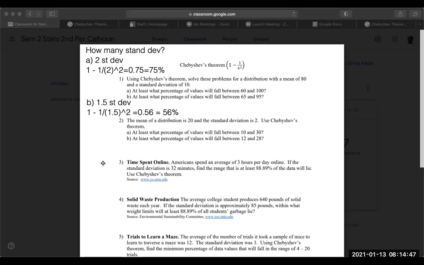Let's take a look at question 3. Time spent online. I find this funny because you can tell that's very old data. That was pre-COVID, because that has changed for many Americans like myself. At the time they did this data, Americans spent an average of 3 hours per day online. If the standard deviation is 32 minutes, find a range in which at least 88.89% of the data will lie.